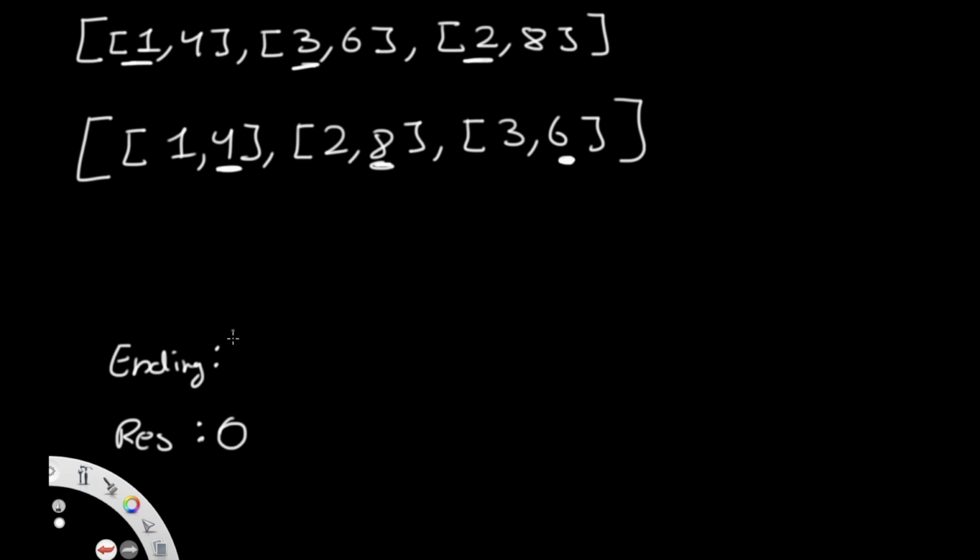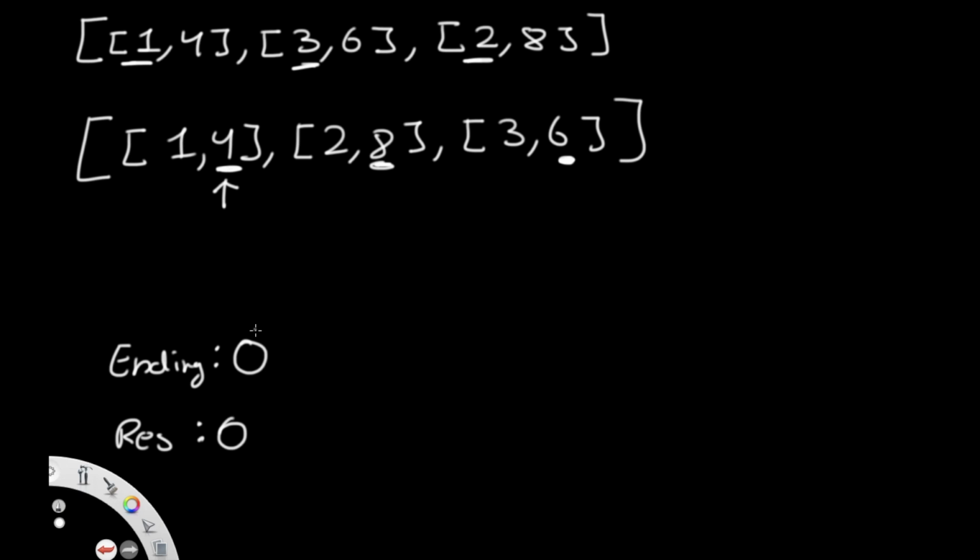But what I'm going to do is start it off at the number 0, and our ending value is also going to be 0. Now we're going to iterate through our list over here, and we're only going to be looking at the ending values. The first value we have is the number 4, and we're going to compare: is the number 4 greater than our current ending value?